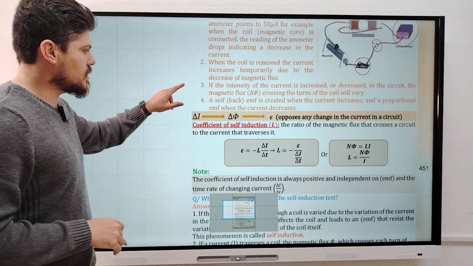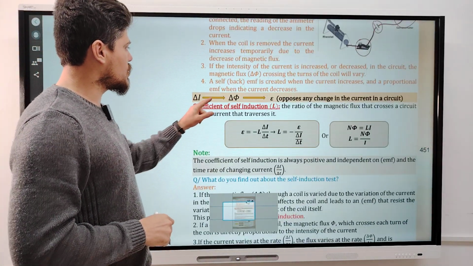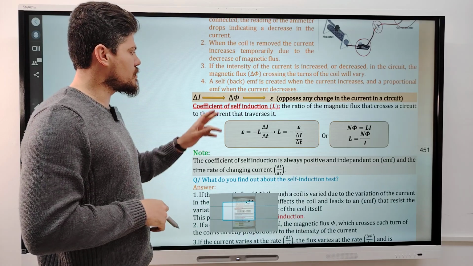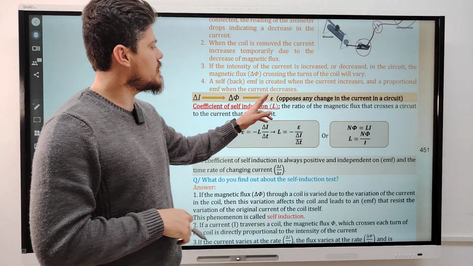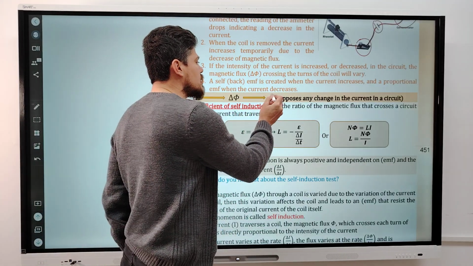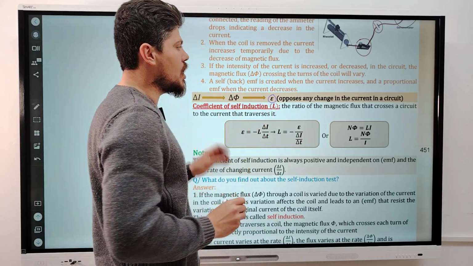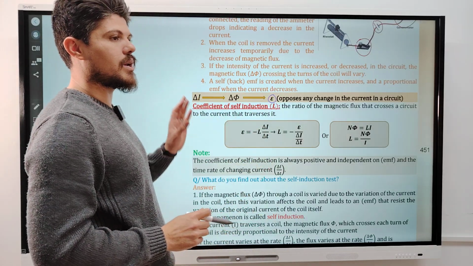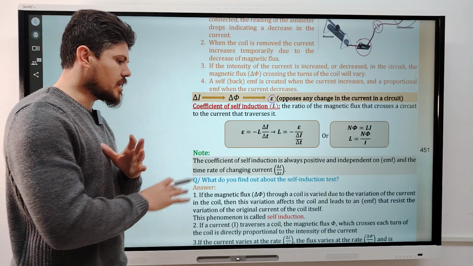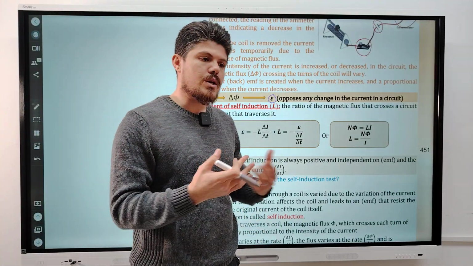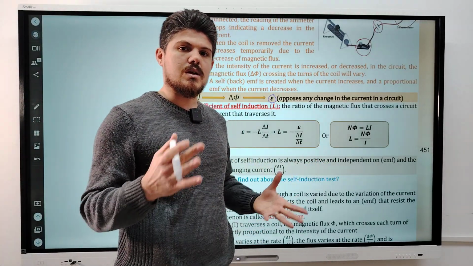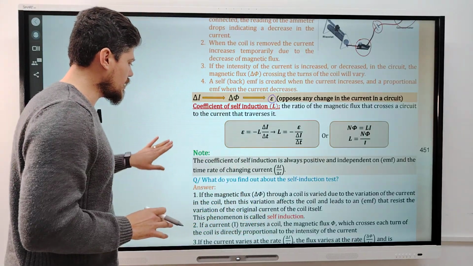Okay, according to this equation, delta I leads to a change in magnetic flux. Why? Because the magnetic field increases and the EMF is induced. So this induced EMF or induced current opposes any change in the current in a circuit. When the current does not change, no current is induced, no EMF is induced in the circuit.